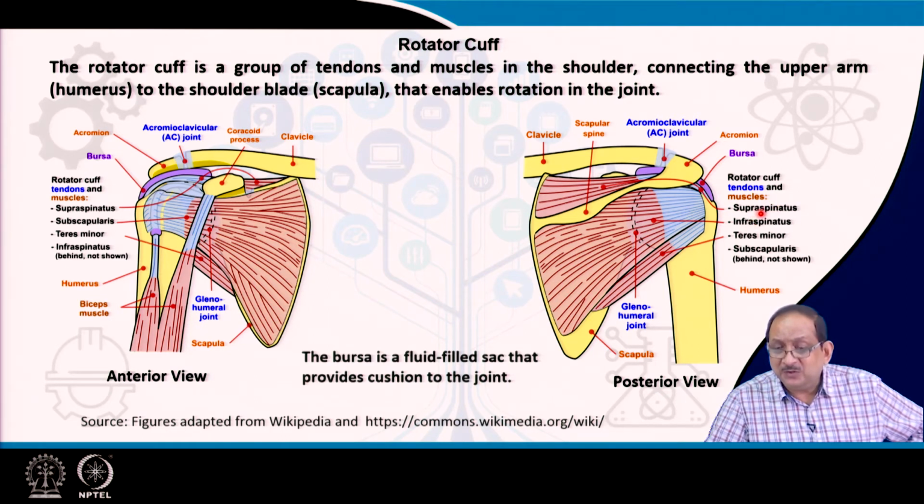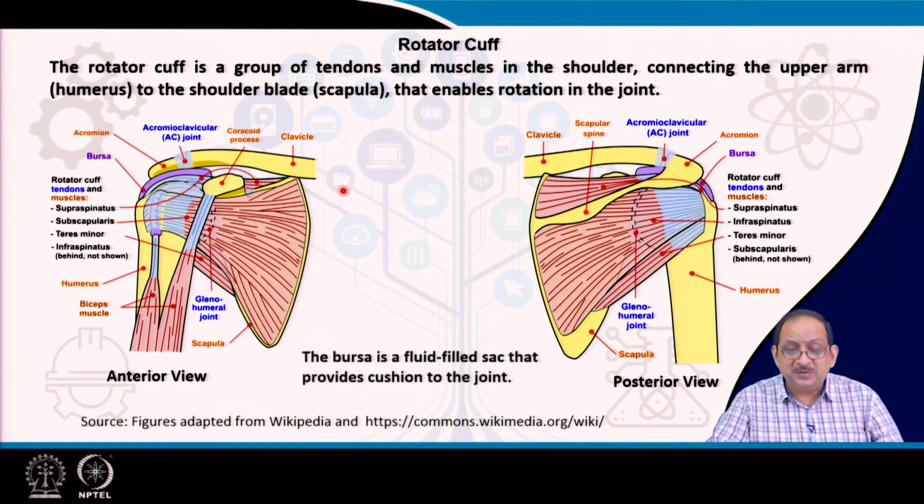So, we have the supraspinatus and infraspinatus located on either side of the fossa. We have subscapularis in the front, that is shown in the anterior view, and the 4th muscle is the teres minor, the location of which is shown here.